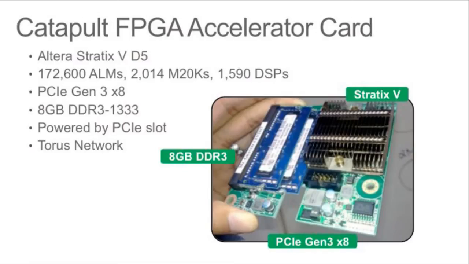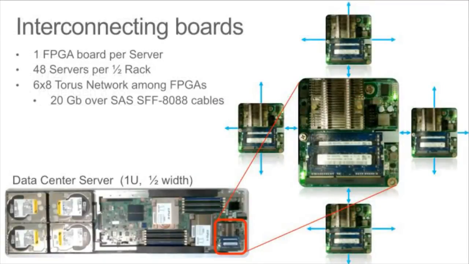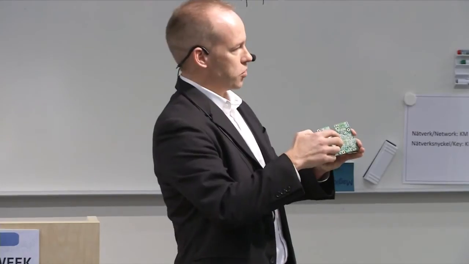And for the fabric, to interconnect the boards to create this hardware fabric, we actually have cables that run out the back of the server. This mezzanine connector here has both the PCIe coming out, but also the extra pins for the torus network.